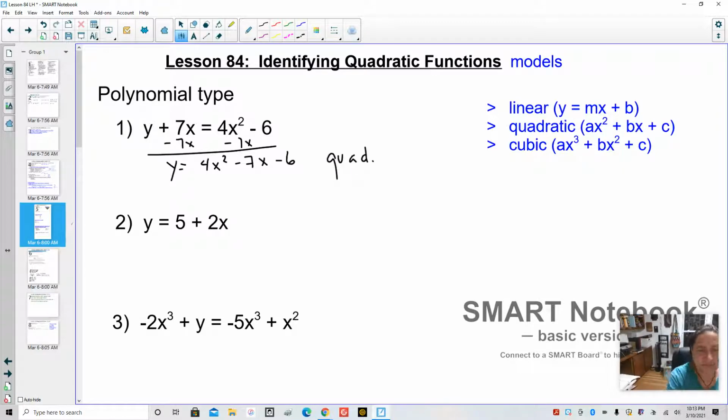Okay. The next one is already done for us. y equals 5 plus 2x. My largest exponent is a 1. That makes it linear. Okay, and we were pretty good at sketching those now, right? That would be at a positive 5, and then it would be a slope of up 2 over 1, because this is really y equals 2x plus 5, y equals mx plus b.